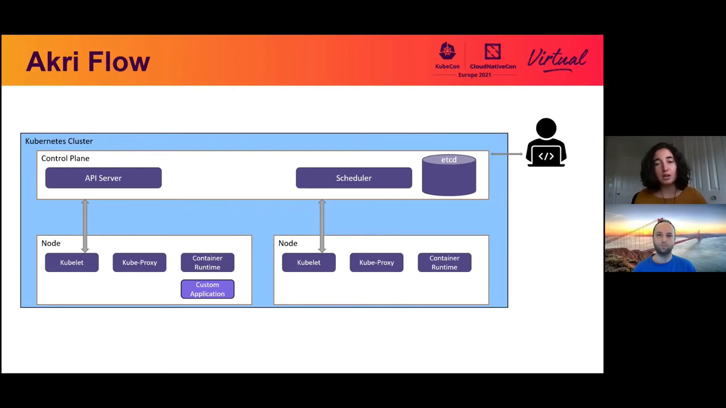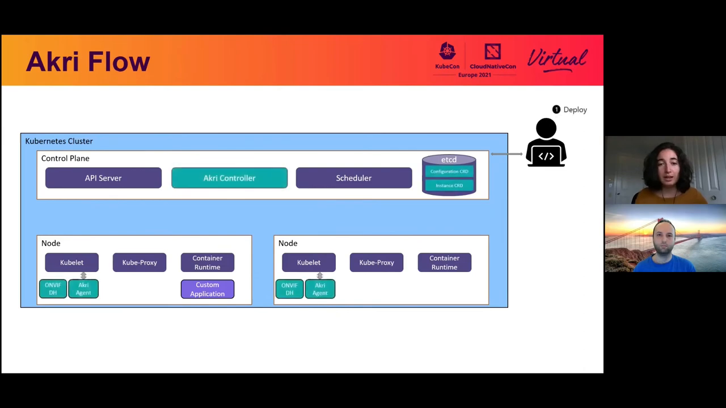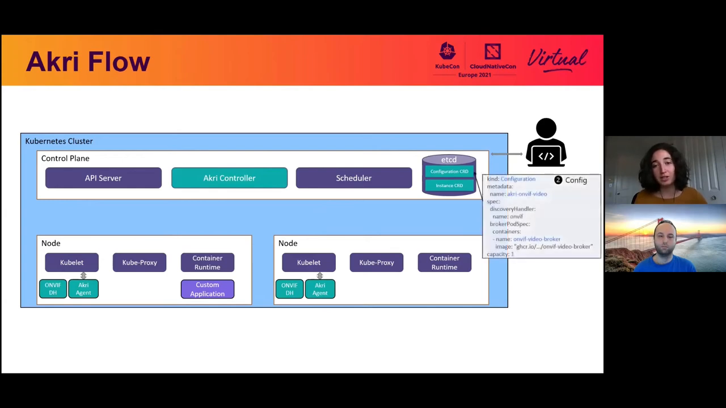Now we're ready to install Akri. And Akri can be installed using its Helm chart. It's just a simple Helm installation. So once you do that, you see all of Akri's components that we saw previously on our architecture slide pop up. So we have our controller running in the control plane and our ONVIF discovery handler and agents running on each worker node. At this point, we can tell Akri to start discovery by applying our configuration to the cluster.